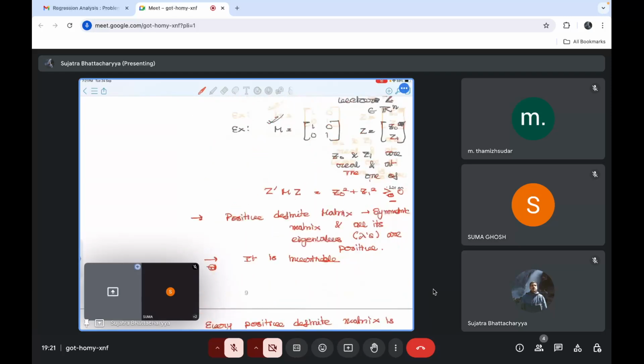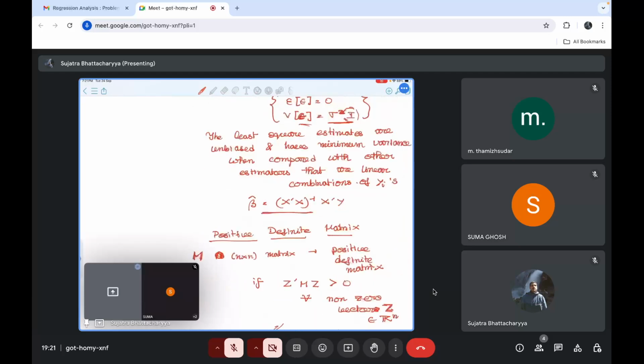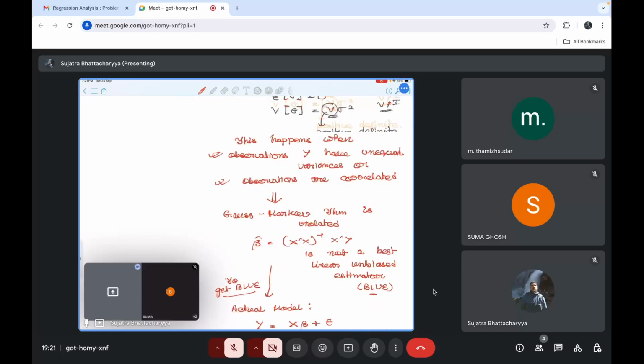Somewhere we have written, right? Yeah, this one, the ordinary one: X prime X inverse X prime Y. For the transform model, X is now what? GX. Y is now what? GY. So just write that.